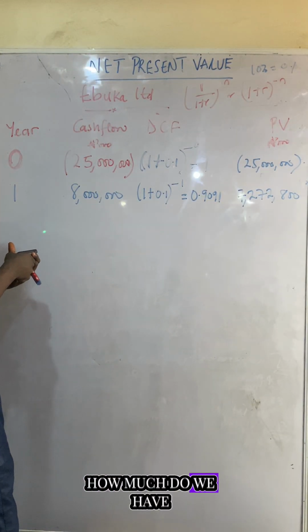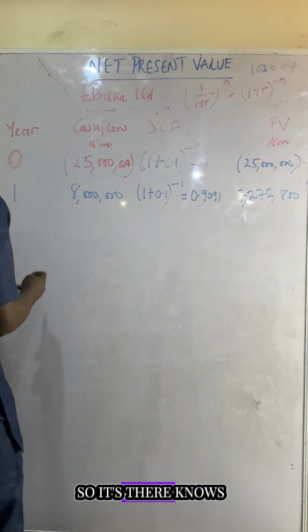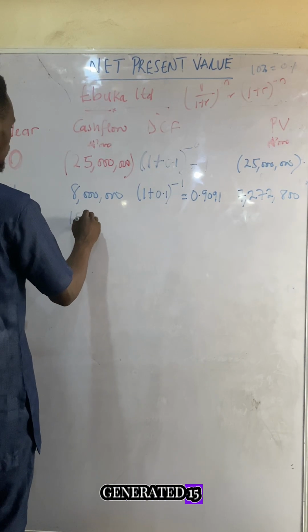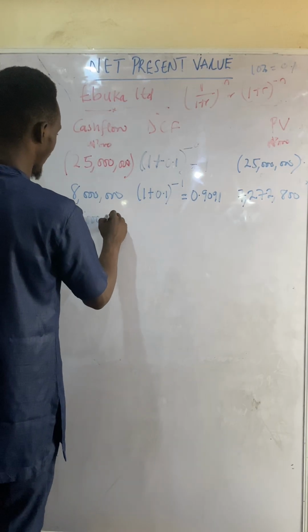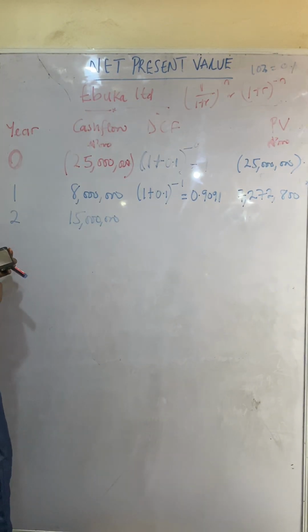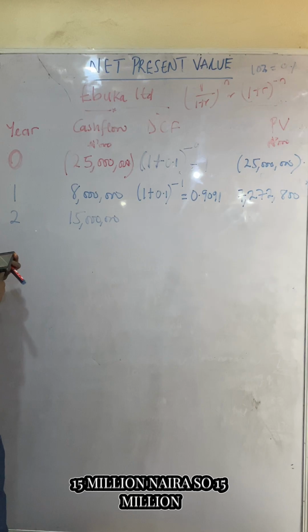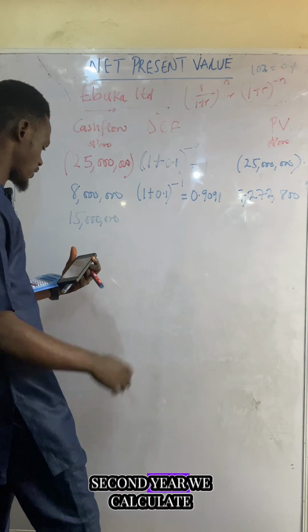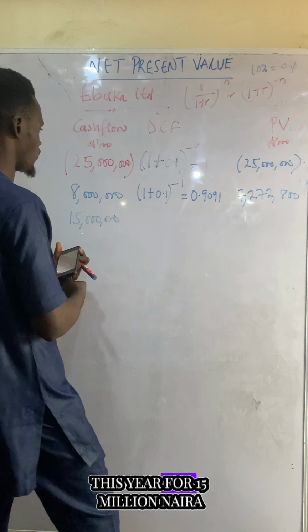For the second year, how much do we have? We have 15 million naira. So it's telling us that for the second year, we have 15 million naira generated. So 15 million naira being for the first year, for the second year, we calculate the same DCF for 15 million naira.